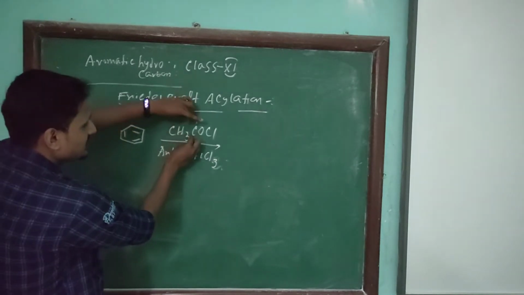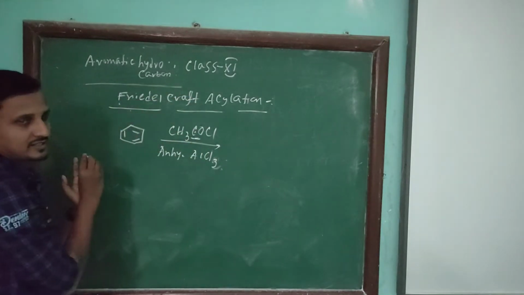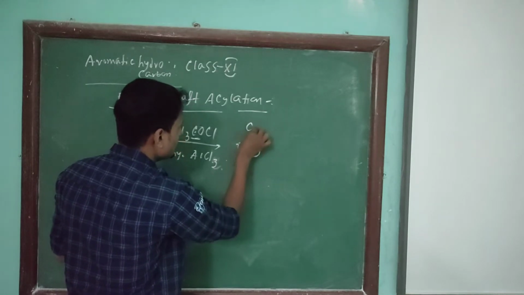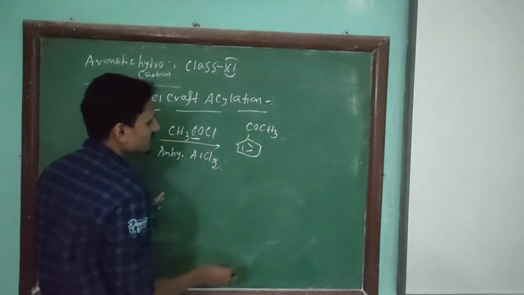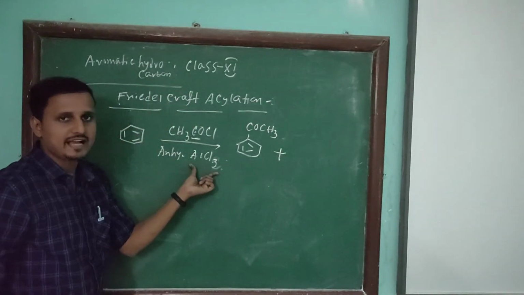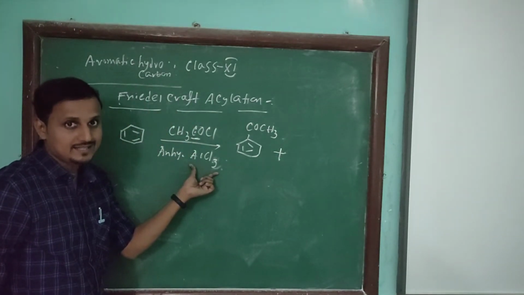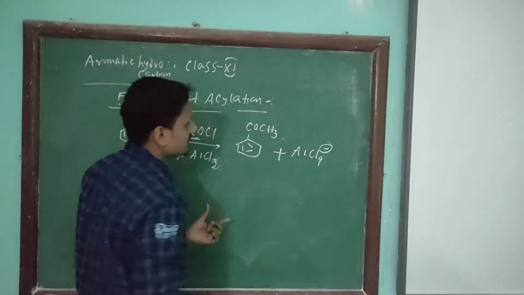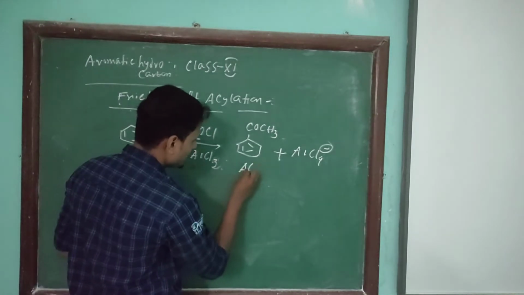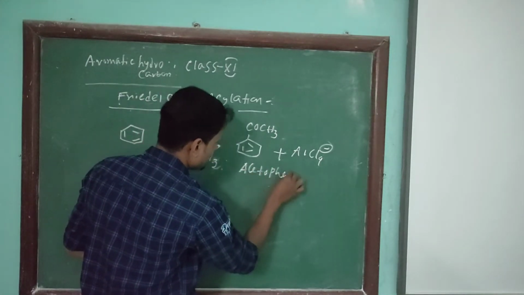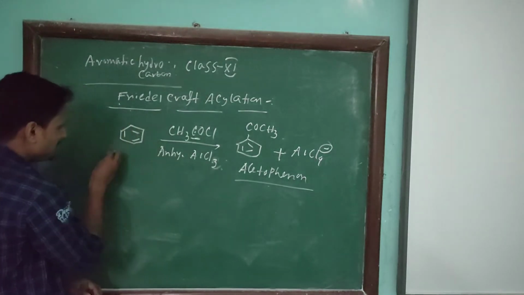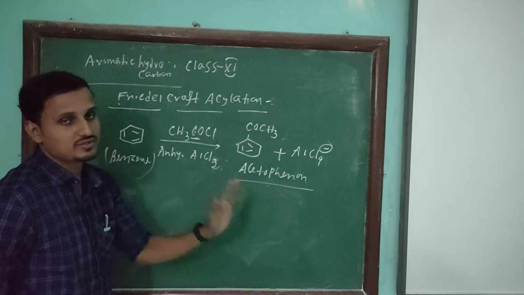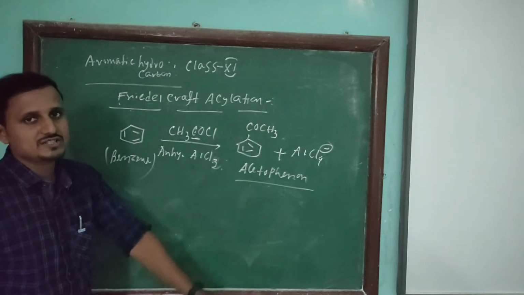This COCH3 group, this acyl group, will be substituted. So the product will be benzene with COCH3, and as AlCl3 acts as a Lewis acid, it forms AlCl4 minus. This product is called acetophenone. So this is the way we can convert benzene to acetophenone.